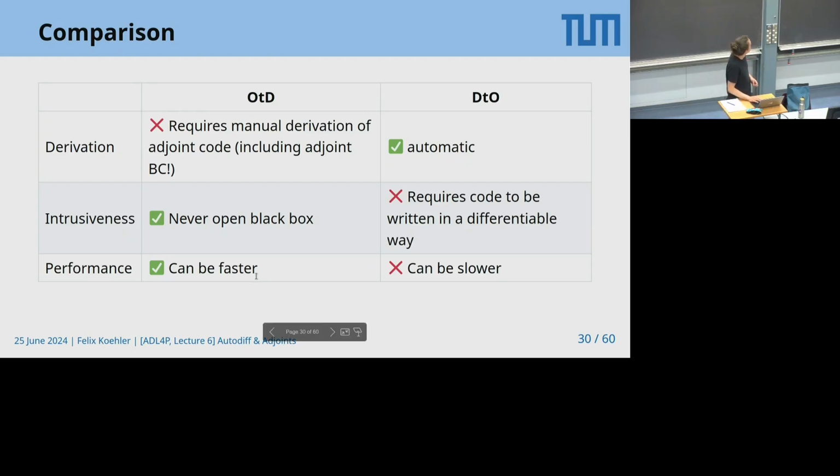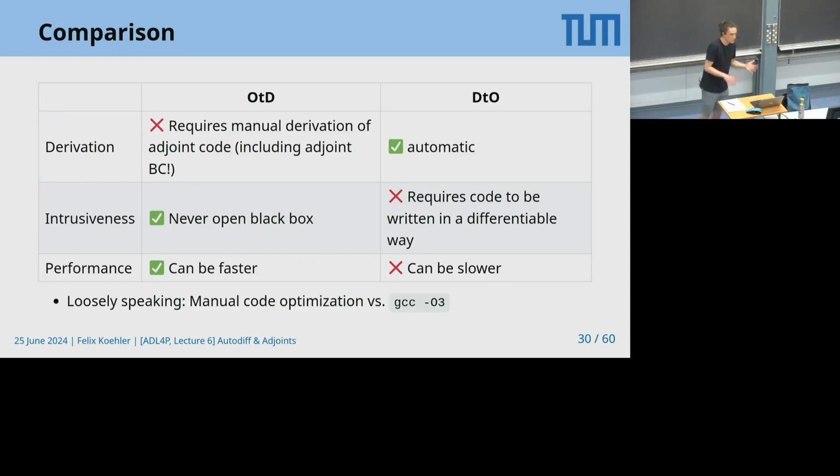Usually in performance, OTD tends to be faster, but of course requires you to also implement it in a correct way. The DTO can be slower, although this greatly depends on the problem you're solving. When I think about that, it always loosely reminds me of a comparison: manual code optimization, like writing your own SIMD extensions, versus just using the optimizing compiler. Maybe this is a loose way to think about it.